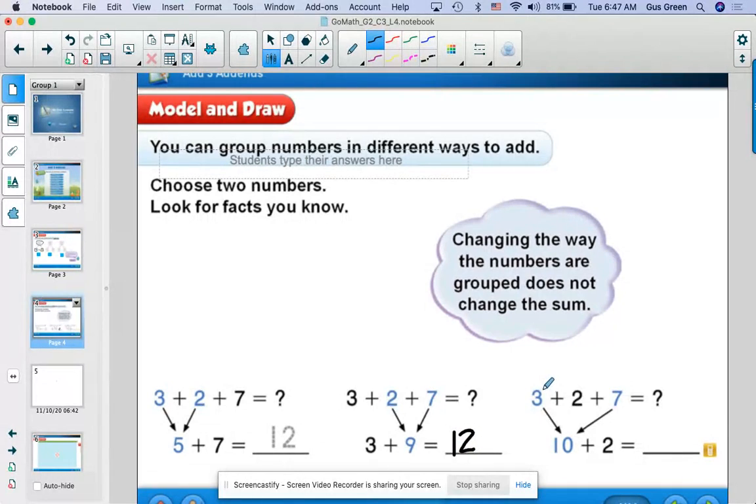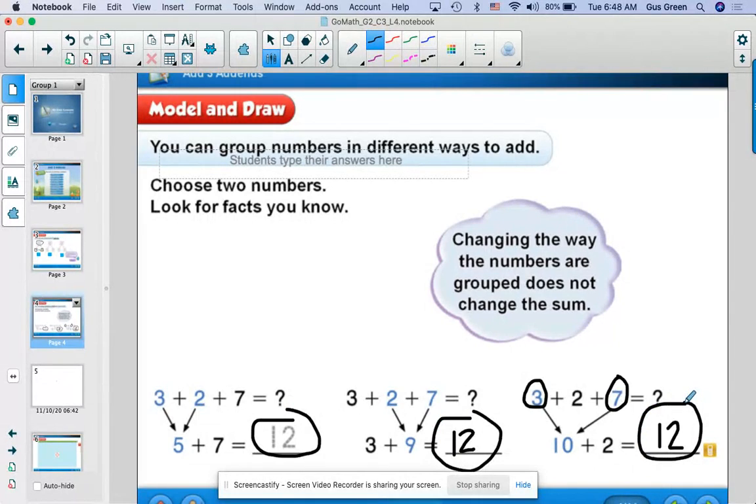And then for some people, like me, I love looking for combinations of 10. So 3 plus 7 is 10, plus 2 more also equals 12. So we did this problem in three different orders, but the answer or the sum stayed the same every time. It doesn't matter the order that we group those numbers in. It does not change the sum.